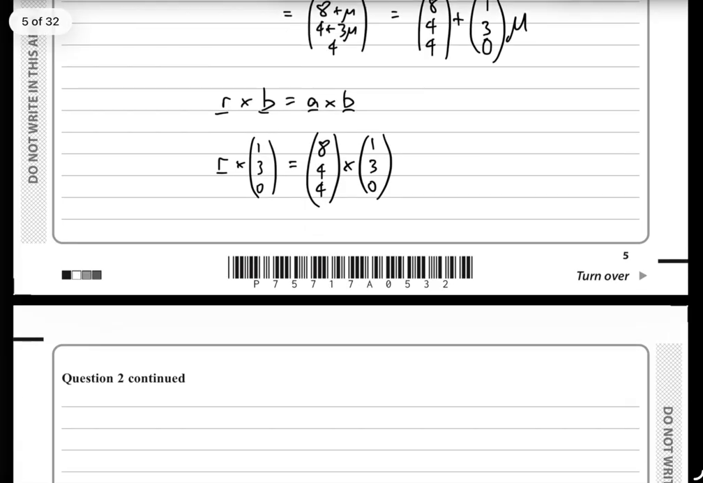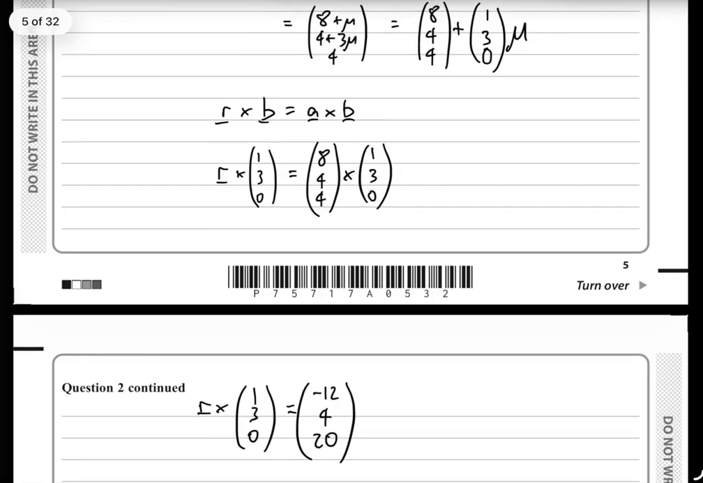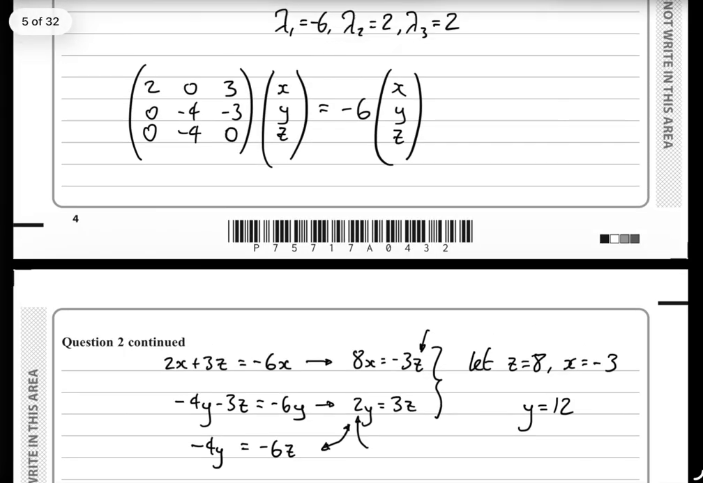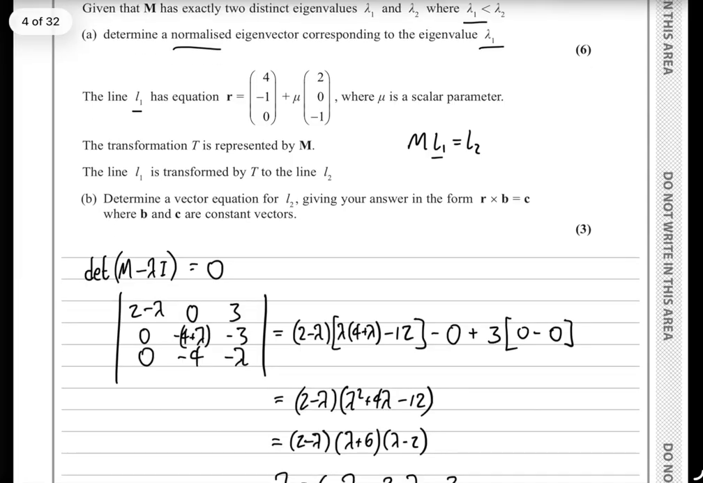Cross those two, and we get 0 minus 12 for the first component. For the second one, 4 times 1 minus 0 times 8. And for the third component, 8 times 3 minus 1 times 4, 20. And this is just r cross 1, 3, 0. That should be the correct answer in the correct format, and I think we are finished. On to question number 3.